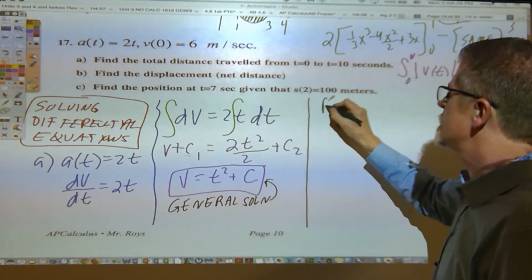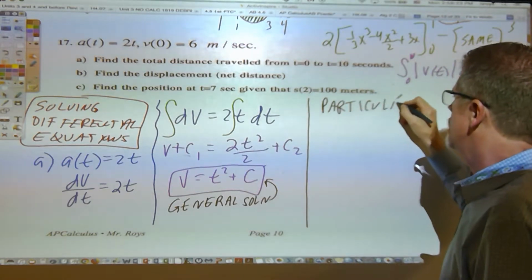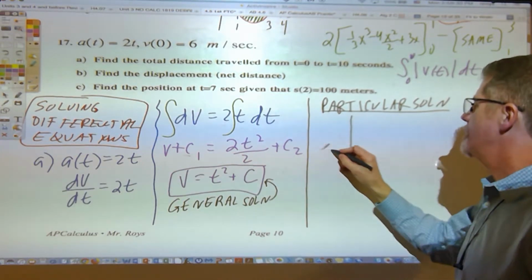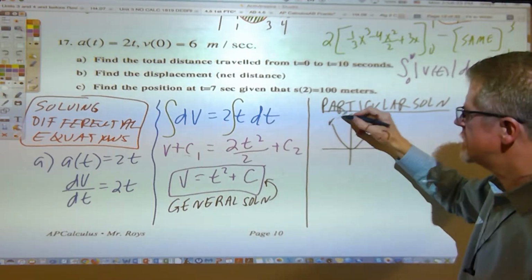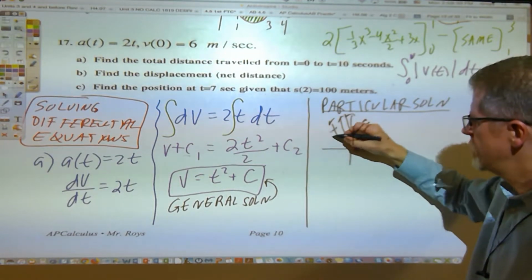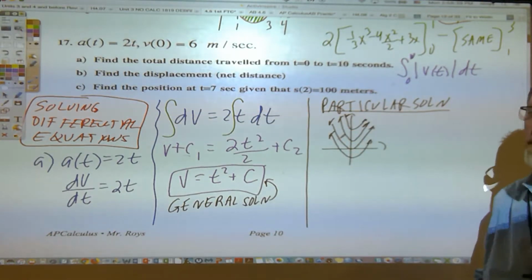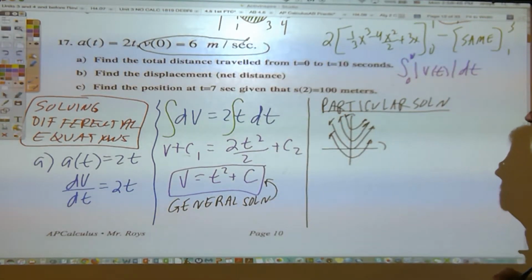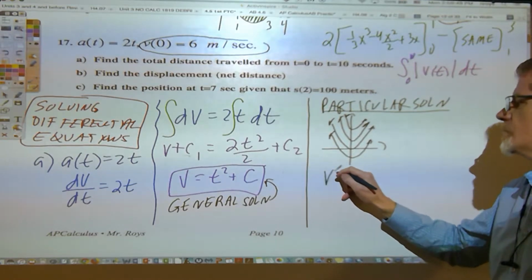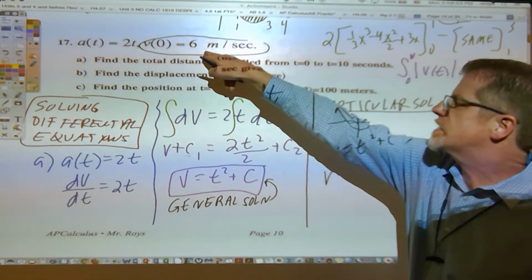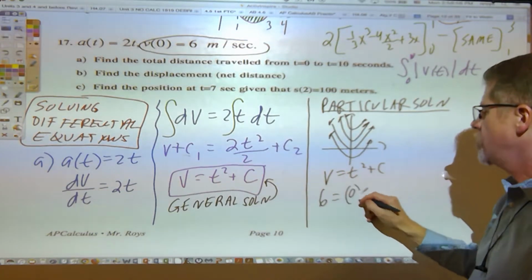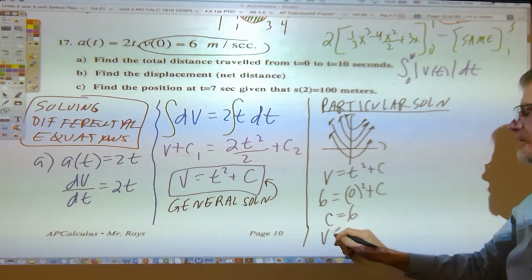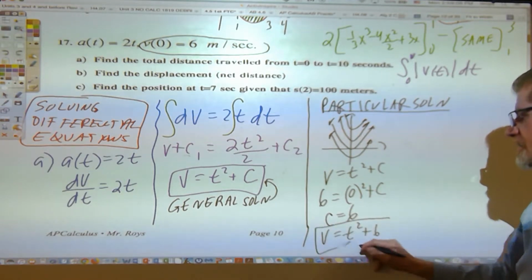Now let's get the particular solution. To find the particular solution, we have to look at the family. T squared plus 0, t squared plus 1, t squared plus 2, t squared plus -1. Here's t squared plus c. We need to find out which member of the family contains the point 0, 6. So let's write down the general solution, which is t squared plus c, and replace v with 6 and t with 0. Solving for c, we get 6. Therefore, we found the member of the family. That member of the family is t squared plus 6.